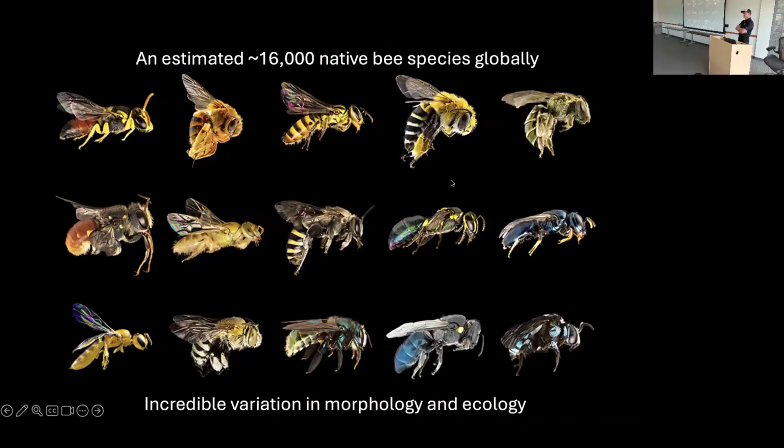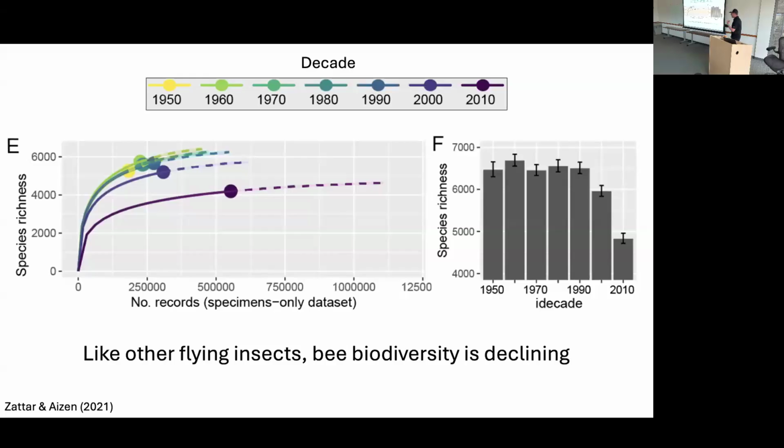This looks better on my screen than it does up here, but one thing we should be thankful for is that bees are also an incredibly diverse group. Globally, I think there's an estimated 16,000 species or so, at least that are described. But the hymenopterans in general are some of the most biodiverse forms of insects that we have. So there's just this incredible variation in morphology and ecology. They're incredibly beautiful animals and really cool to study. But you can see a trend, like other flying insects, in bee biodiversity changing over time.